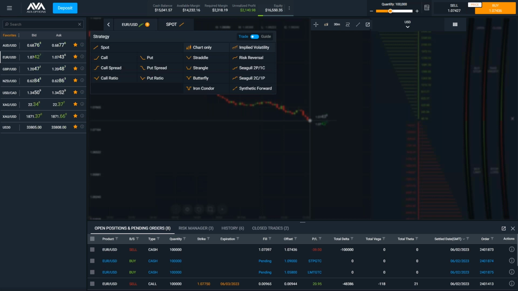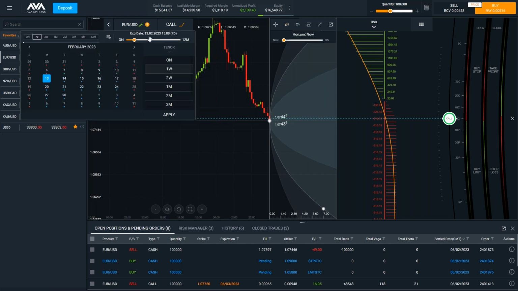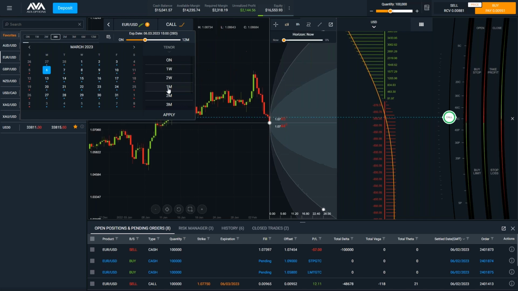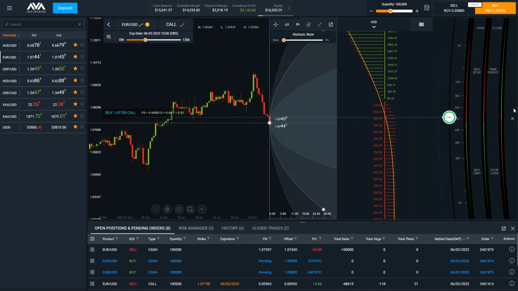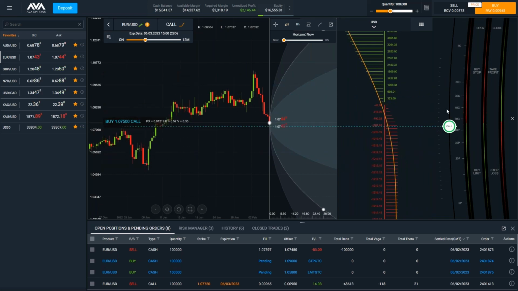Let's look at a call option. A call option gives you the right, but not the obligation, to buy an asset at a specific price on a specific date. So here's a call option on Eurodollar. I choose my expiration date right here. I can choose any expiration date from 1 day to 1 year. Let's say I choose a 1 month option. And I choose my strike with this handle. I just use my mouse to set the strike of the option.